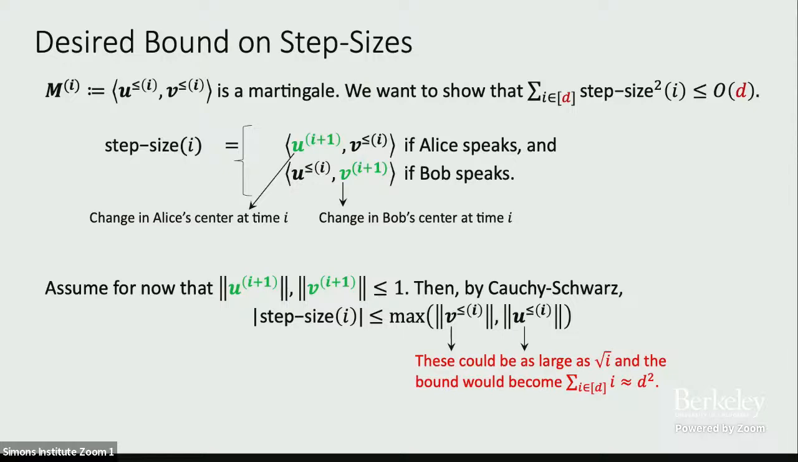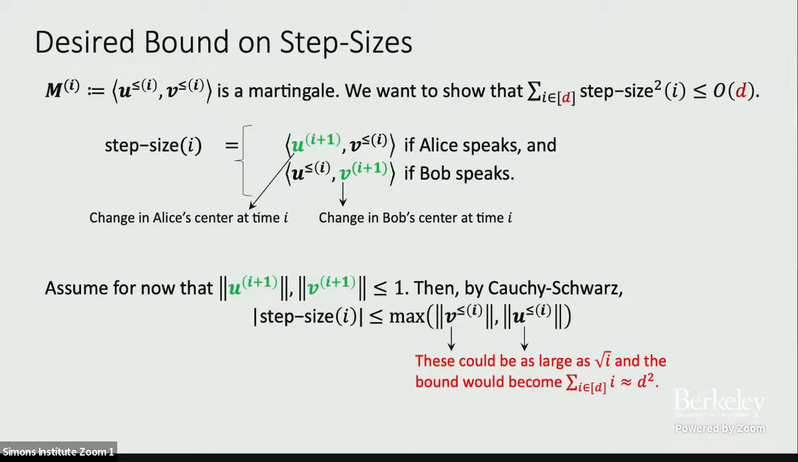We really want to bound the sum of squares of step sizes. So let's see what bound we can prove. Assume that at each step, this change in the center of mass is just a unit vector. This is a simplifying assumption, but it's not so important. So at each point, Alice and Bob are just adding a unit vector to their center of mass. In this case, if you apply Cauchy-Schwarz, you get a bound of step sizes at most the norm of Alice's center and the norm of Bob's center. This is just Cauchy-Schwarz, but this is not good enough.